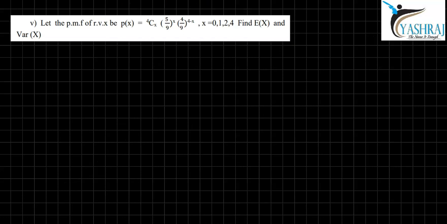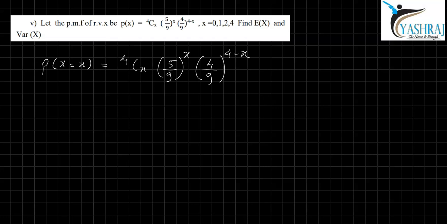Now look at the next question. Let the PMF of a random variable be given: P of X equals 4CX into 5 by 9 to the power X into 4 by 9 to the power 4 minus X, where X can take the values 0, 1, 2, 3 and 4. Then find the expected mean of random variable capital X as well as variance of capital X.